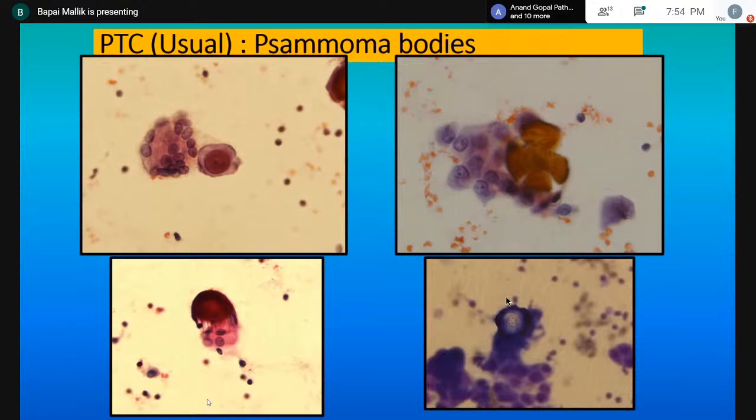Now, the next thing which we all like to see are psammoma bodies, and the psammoma bodies can take all kinds of shapes and forms. So this is one of them here. It looks like petals of a flower. This looks almost like a jellyfish. You see how the strands go down. This is on the Giemsa. You see the psammoma bodies with some kind of refractile substance right in the middle because of calcium.